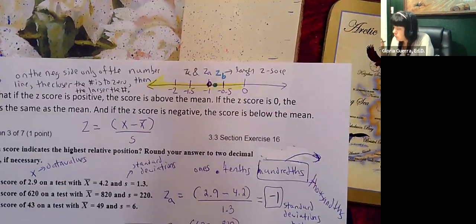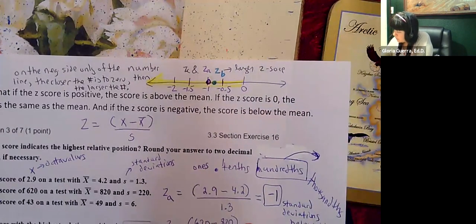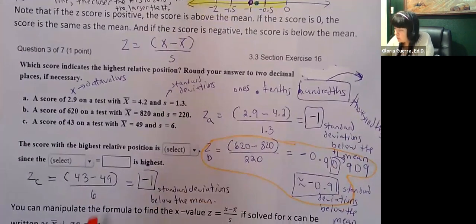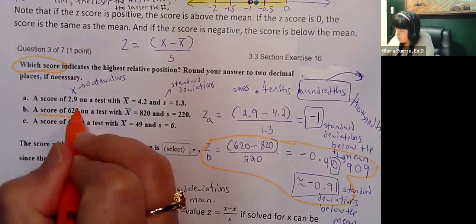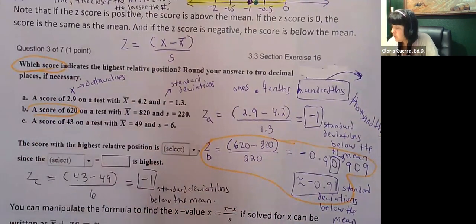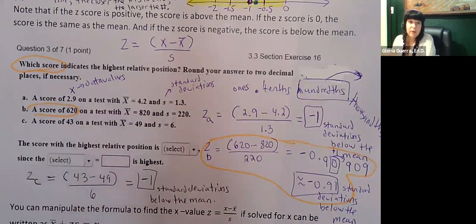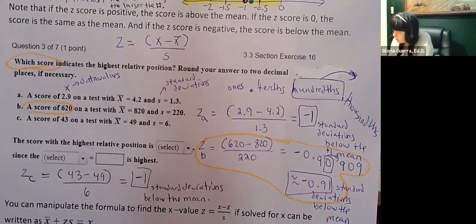Okay, so then z sub b, if I go back to z sub b, here's z sub b, and then I need the score. See, which score? So z sub b is talking about the score of 620. So sometimes people miss it because all they talk about is the z-score, negative 0.91, but they need to tell me, well, which score, 2.9, 620, or 43, that which score had the highest relative position. Okay, so let's see, where do I write that down? Where do I have room? I'm going to probably have to put it here.